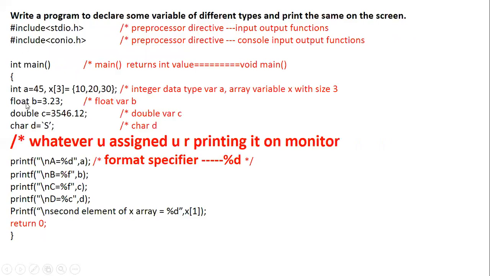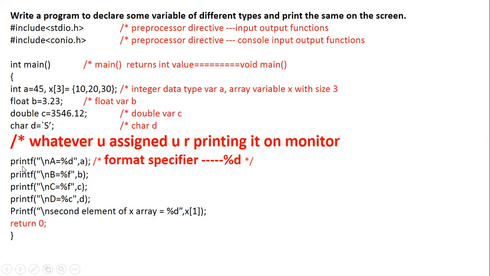Similarly, you can write float b is equal to 3.23, a double with any value, and a character variable d with any alphabet. Whatever you have assigned here, you can print on the monitor. As we have already seen, the printf statement. What does the printf statement mean? Print function: print something, whatever is given inside the double quotes, on the monitor.